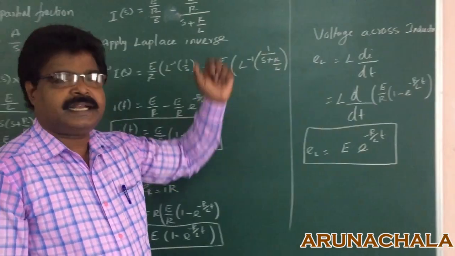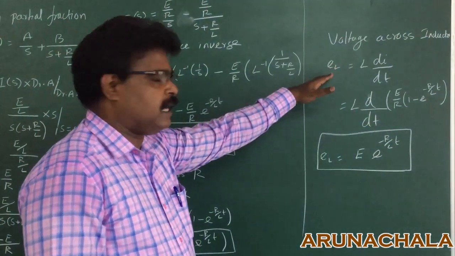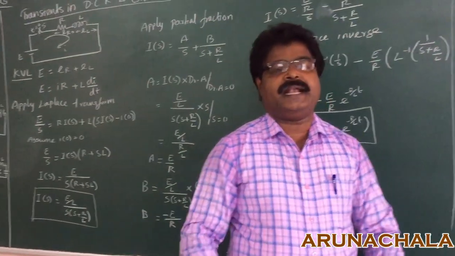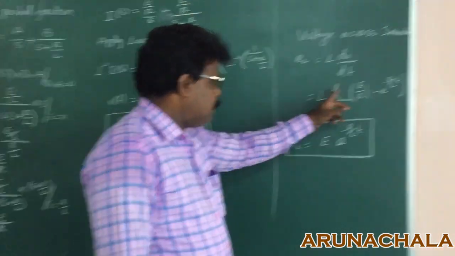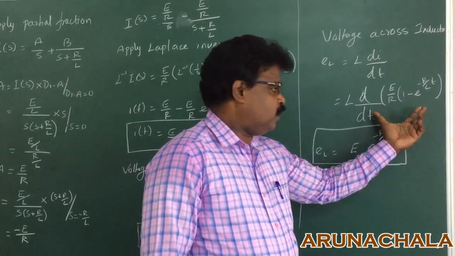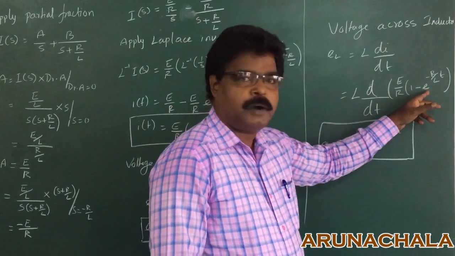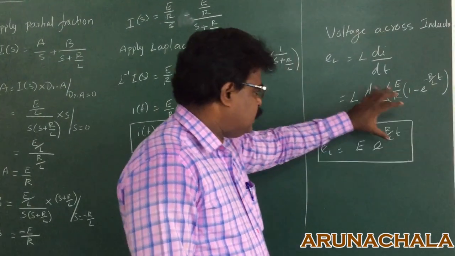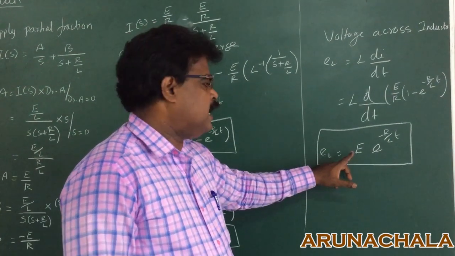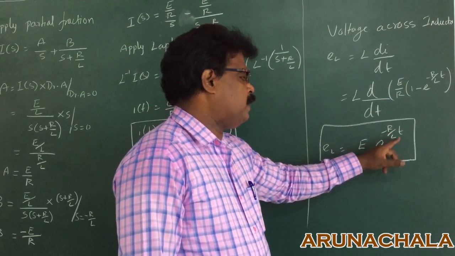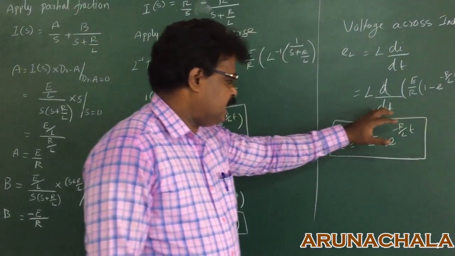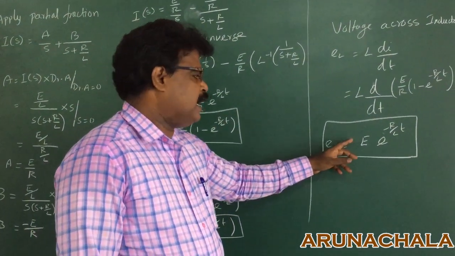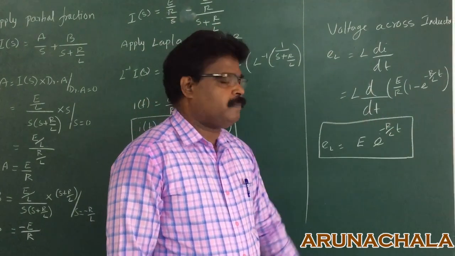So now what is the voltage across the inductor? You know that the voltage across the inductor EL is equal to L into di by dt. So L into d by dt of I, and I is I of t, which is E by r into 1 minus e power minus r by L into t. If you differentiate with respect to t and simplify, you will get EL is equal to E into e power minus r by L into t. So how will you calculate the voltage across the inductor at transient? By using the formula EL is equal to E into e power minus R by L into t.